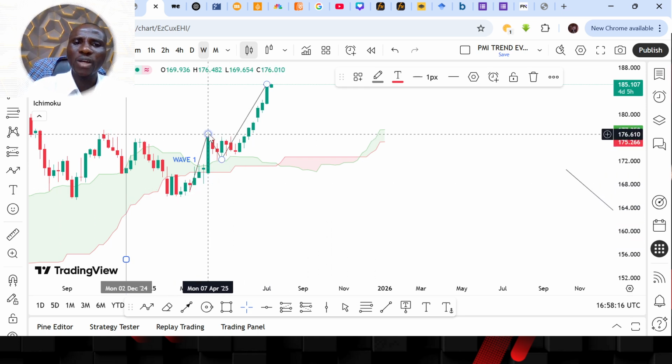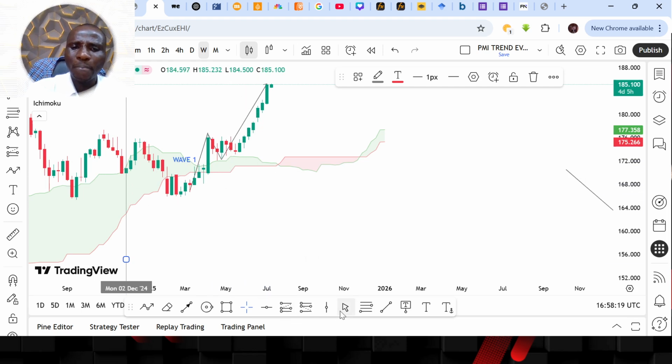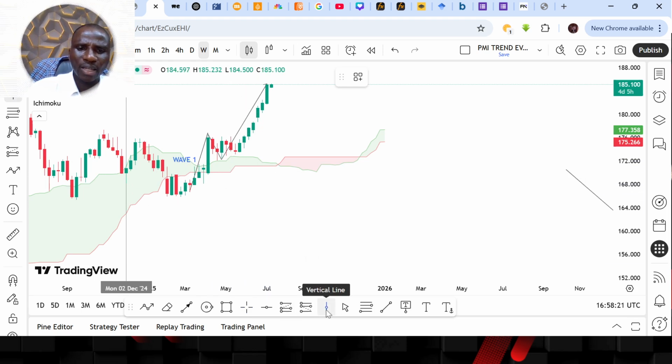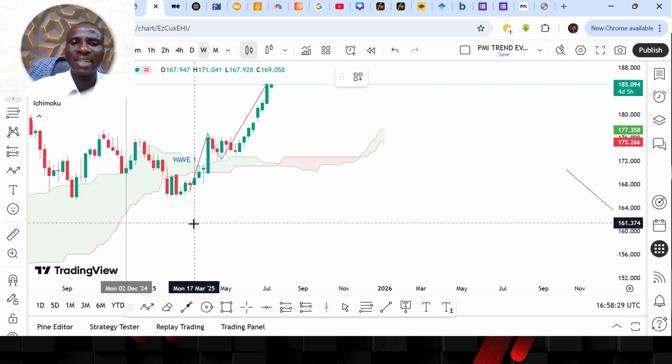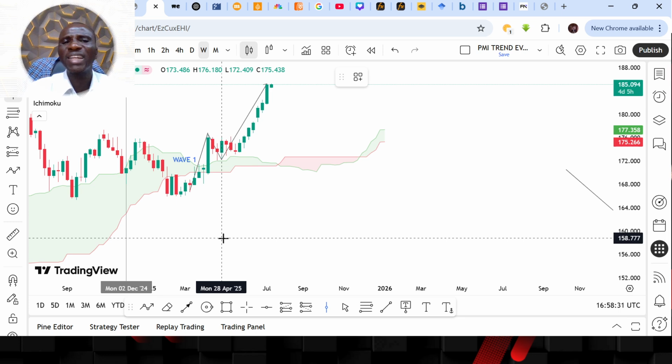Now, after this wave, we wait for at least one period of corrective wave. I want to show you, this is like I'm teaching how to trade the weekly wave, but my focus really is on how you identify the money box.